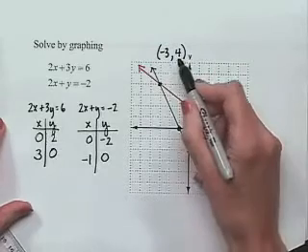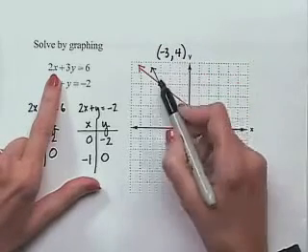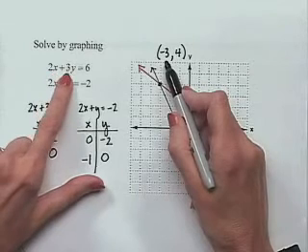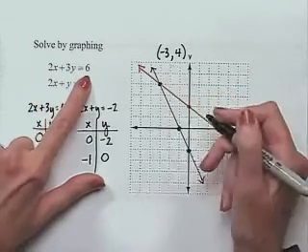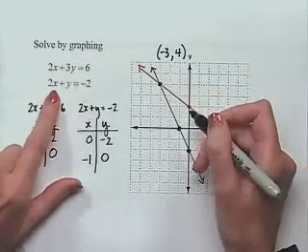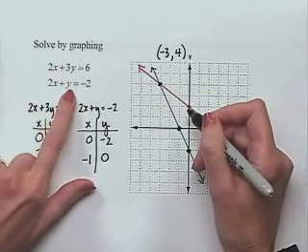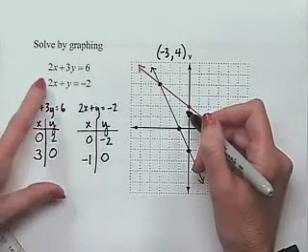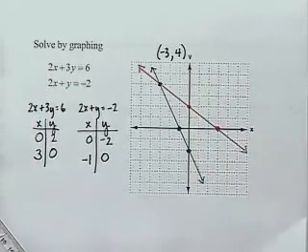We can double check by substituting these values into the equation. Let's do that mentally. We have 2 times -3, which would be -6, plus 3 times 4 is 12. -6 plus 12 does equal 6. Let's try it in the second equation. 2 times -3 is -6, plus 4 is going to be -6 plus 4, which is equal to -2. So we can verify that this is the solution by substitution into both equations.